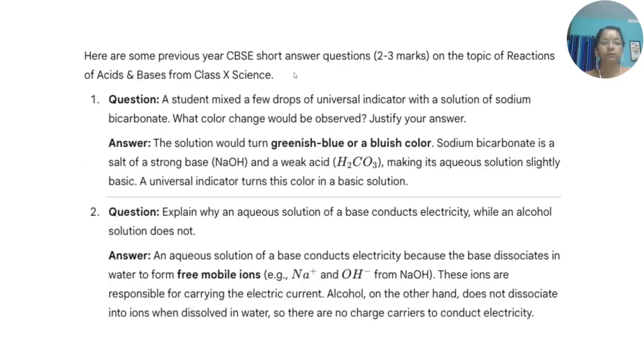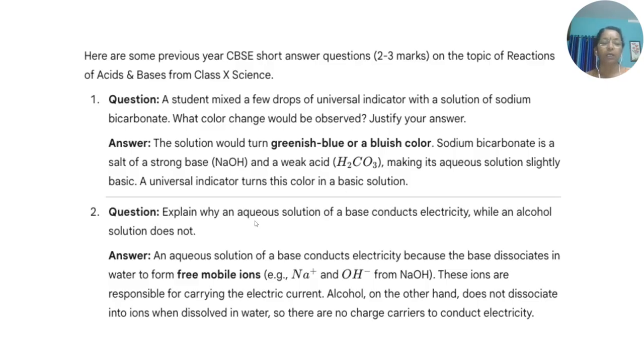Then previous year questions, short answer questions. A student mixed a few drops of universal indicator with a solution of sodium bicarbonate. What color change would be observed? We know sodium bicarbonate is a basic salt, so it will be changing to... The answer is given here. Sodium bicarbonate is a salt of a strong base and a weak acid, making its aqueous solution slightly basic. So universal indicator turns blue.